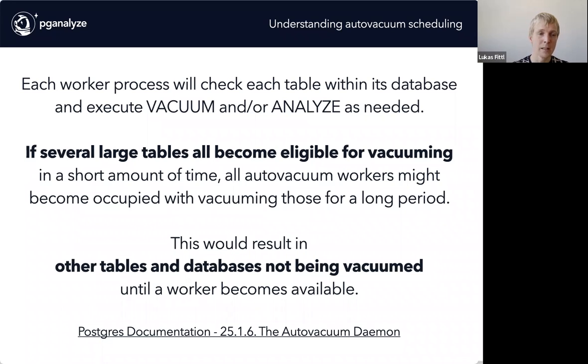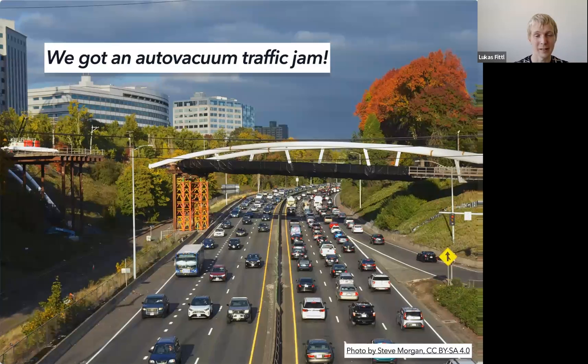Now, there is a problem here, as the Postgres documentation states, which is if several tables are all becoming eligible for vacuuming in a very short amount of time, then Autovacuum is going to be very busy. This would result in other things not being vacuumed because the limited number of Autovacuum workers are going to be busy doing these large tables, and the other tables are just not going to get seen. It's kind of like an Autovacuum traffic jam, right? I luckily don't drive much, but if I would drive more, I would get frustrated, I'm sure, with Bay Area traffic. Just imagine your Autovacuum workers to be the grumpy commuter stuck in traffic often.